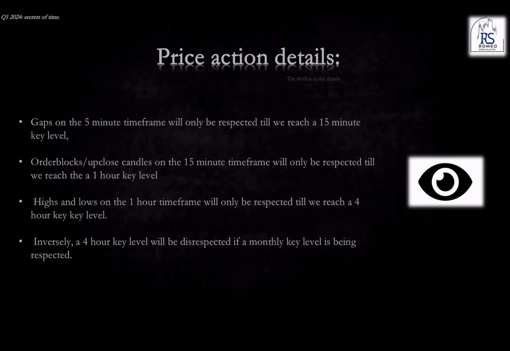Order blocks, up close candles, or down close, on the 15-minute time frame will only be respected till we reach a 1-hour key level. Highs and lows on the 1-hour time frame, we will only respect lows and break highs on the 1 hour until we reach a 4-hour key level.